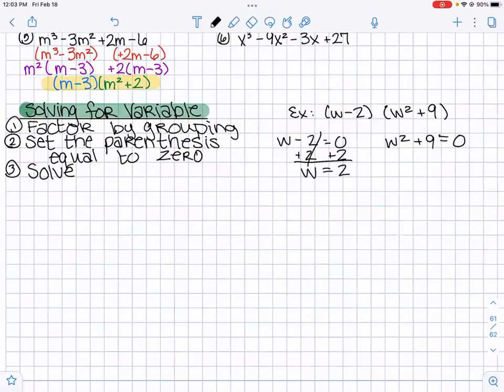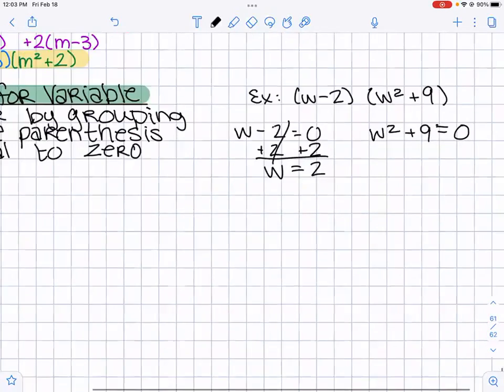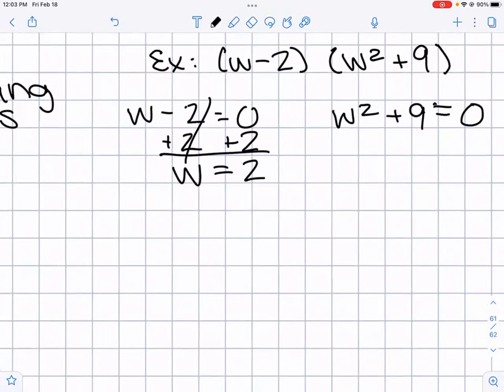If I want to figure out in that second equation what W is, what do I need to do? Subtract the 9. It cancels out. W squared equals negative 9. How do you get rid of a square? Square root. So I take the square root. We can't do the square root of a negative.